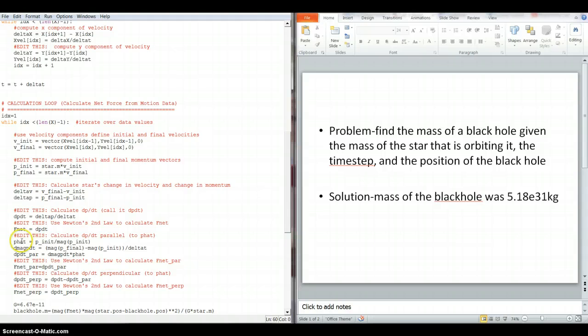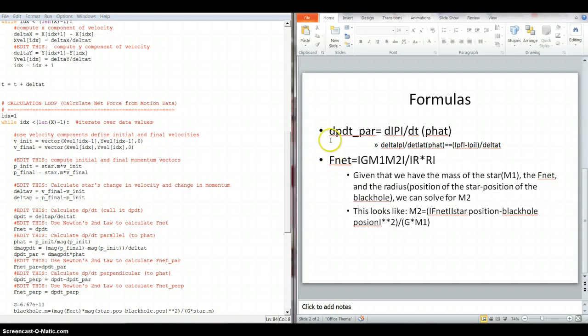When we are trying to find dP dt parallel, we first have to find the direction. This is just found by finding the initial divided by the magnitude of the initial, which is the unit vector. d magnitude of P over dt is equal to the magnitude of P final minus the magnitude of P initial over delta T. This is alright because in the formulas that we learned in class, we see that dP dt parallel is equal to d magnitude of P over dt times P hat.